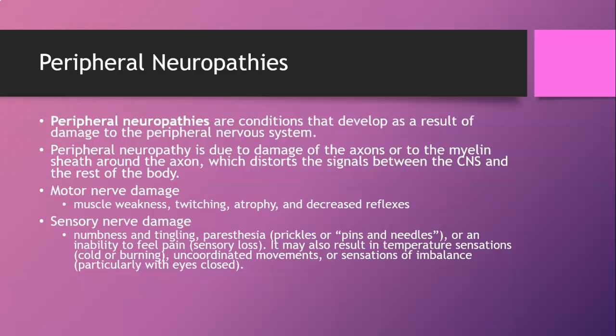So there's different kinds of damage. There could be motor nerve damage, which would then we would see muscle weakness, twitching, atrophy, decreased reflexes. And then there's sensory nerve damage, which could manifest as numbness and tingling, paresthesia, pins and needles feelings, an inability to feel pain, sensory loss. It may also result in temperature sensation, so feeling cold or like a burning sensation, uncoordinated movements or sensation of imbalance, particularly with the eyes closed.